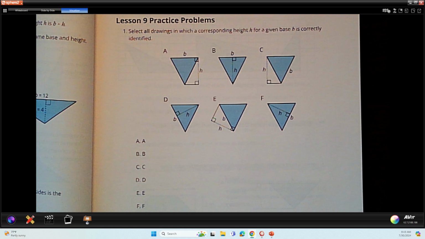Okay, lesson 9. This is lesson 9 practice problems. We're going to start with question number 1 because this one is a really good question. You will find one very similar to this on the test.